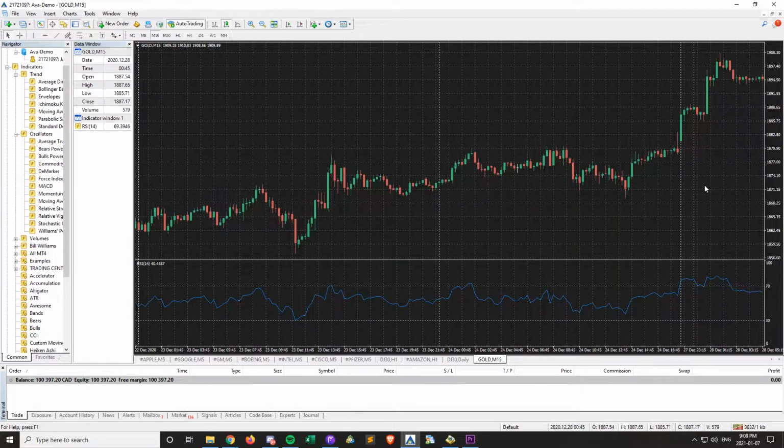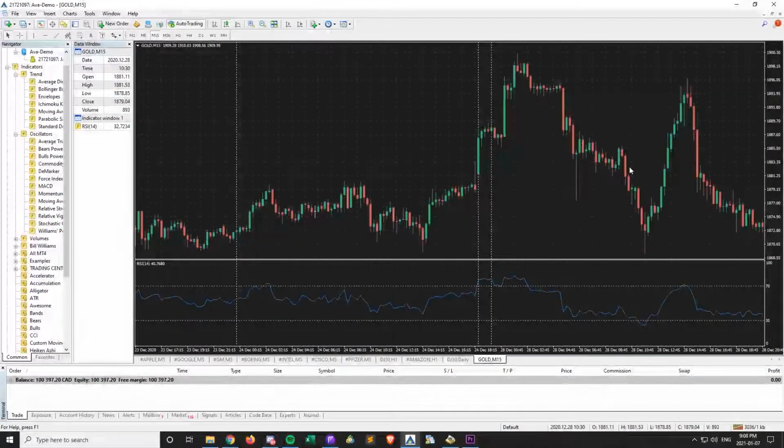So don't do that. Don't just take signals randomly on the RSI, because it can be used as a good indicator. However, by itself, it kind of sucks. So here I'm going to show you how to use it. Let's combine some price action now.